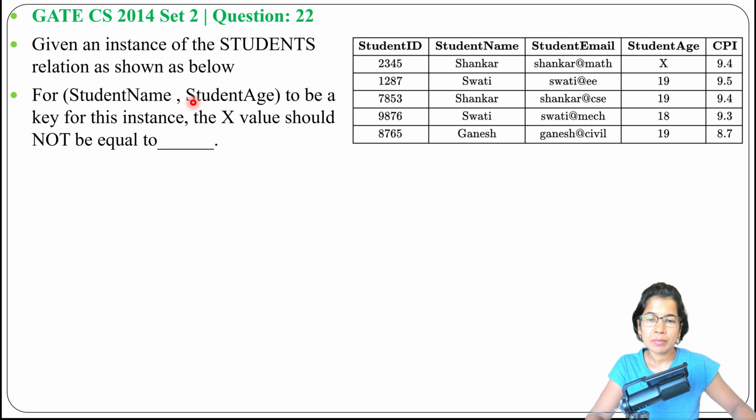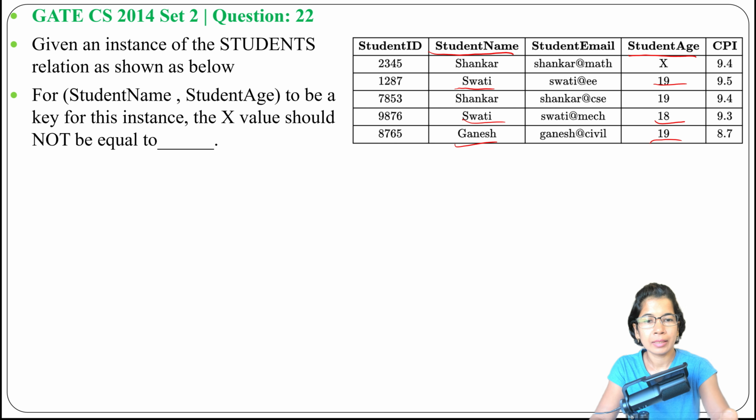For student name, student age to be a key for this instance, the x value should not be equal to dash. It is saying student name and student age to be key, what should be x value. So for key it should be unique. Now Swati 19, Swati 18. In both the cases age are different, so they are unique.